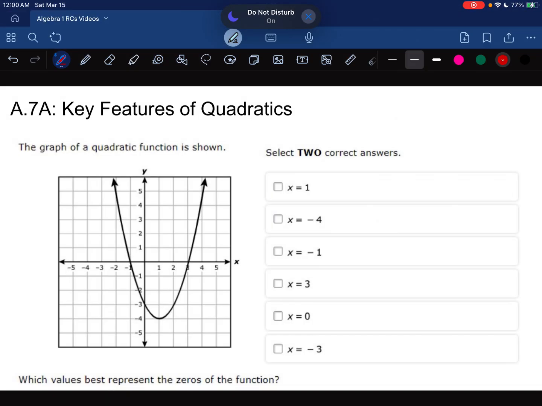Okay, we're going to continue category 4 of Algebra 1, which is focusing on quadratics. I'm going to start you off with a key features one. Go ahead and solve this question. Remember, it's 2 correct answers.